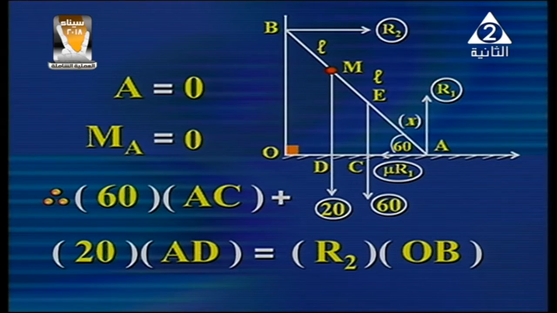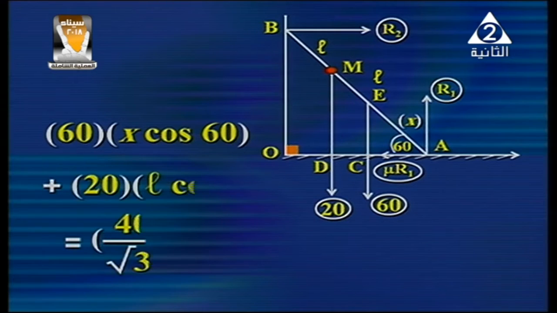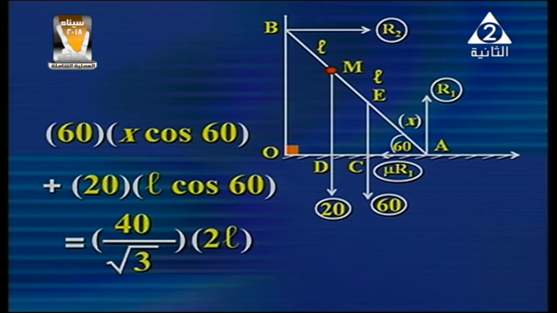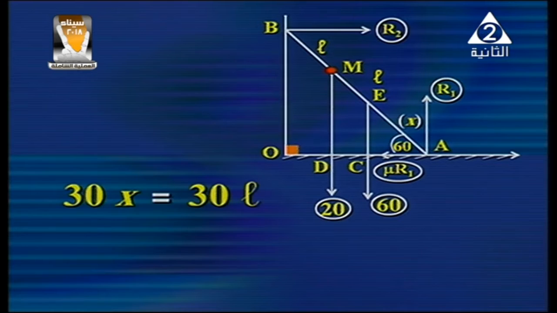OB equals L sine 60. Then we deduce, dear student, 60 times x cosine 60 plus 20 times L cosine 60 equals 40 over root 3 times L sine 60. What do you deduce? 30x plus 10L equals 40L. Then 30x equals 30L. What do you deduce? x equals L. Then the value of x equals the value of L.